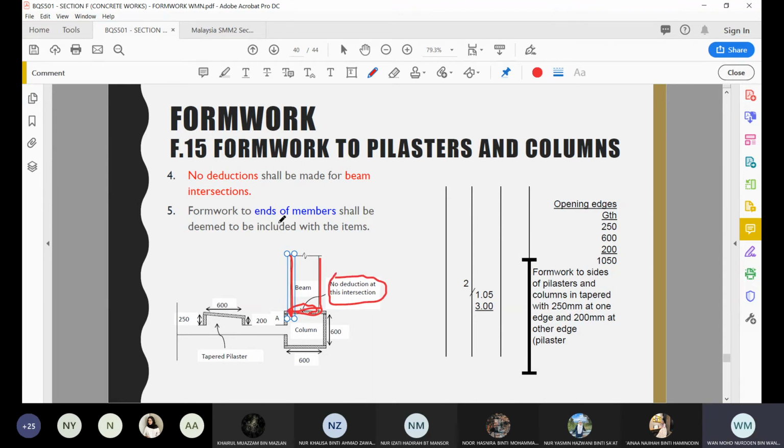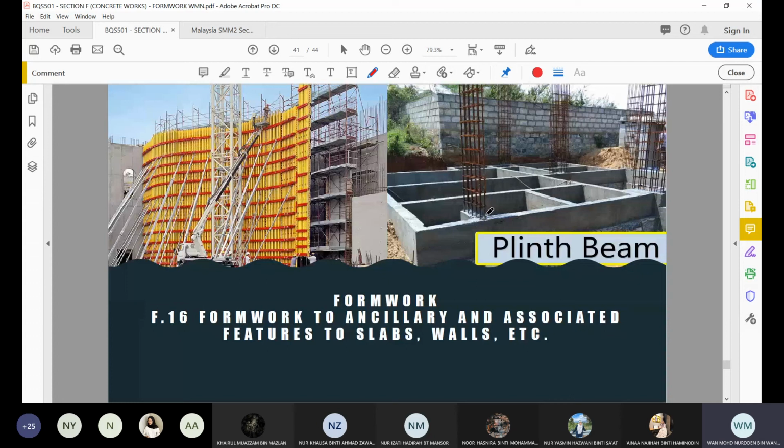So number 5, formwork to ends of members shall be deemed to be included with the item. Sama macam case beam tadi. And some members tak perlu kira. So itu dikira shall be deemed to be included with the item. Okay. And 16 is formwork to ancillary and associated features to slab, walls, and etc. Okay. Benda-benda yang berkaitan dengan slab, wall, etc. Okay. Walls.